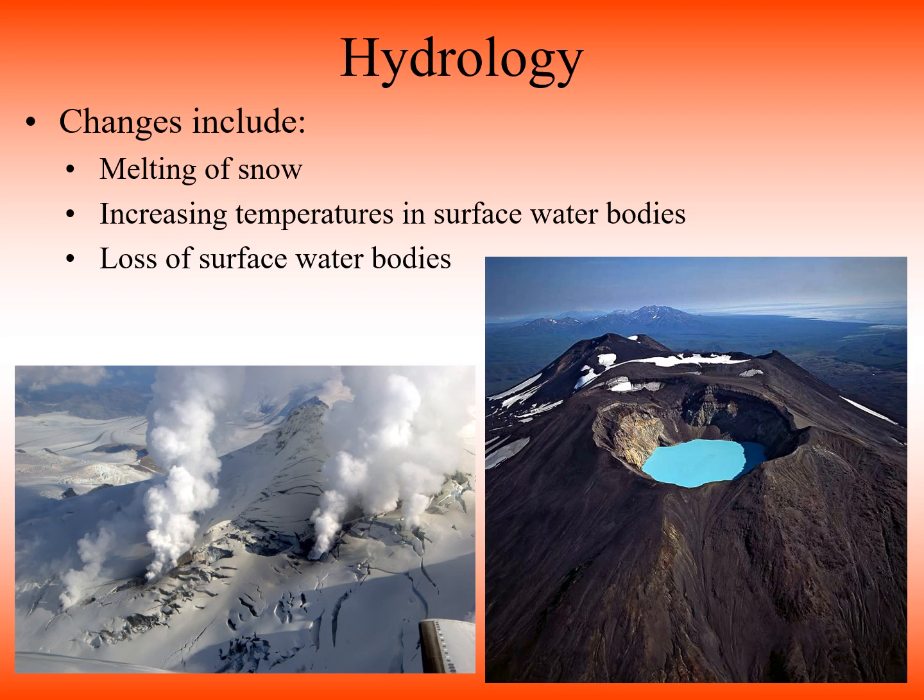And then you can get changes in the hydrology. So if it's a snow-capped volcano, oftentimes you'll start to see melt in that snow. If you take the temperature of surface water bodies like lakes, sometimes rivers, oftentimes you'll see a rise in temperature of those bodies. And then just a loss of surface water bodies too, so more evaporation, which kind of goes hand in hand with increasing temperatures. The lakes will just start to get smaller and shrink down.